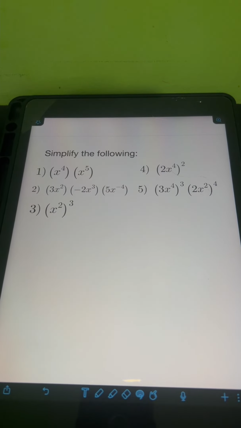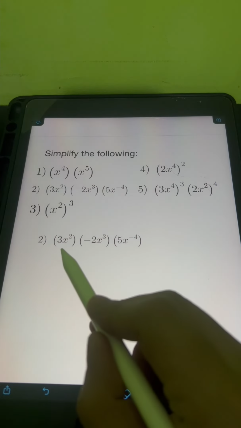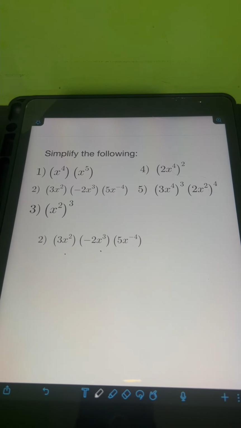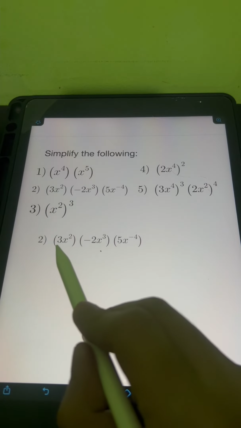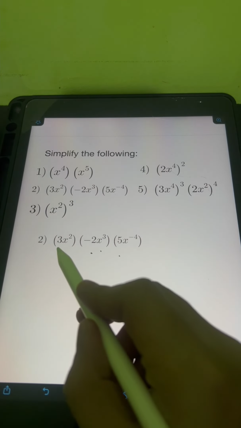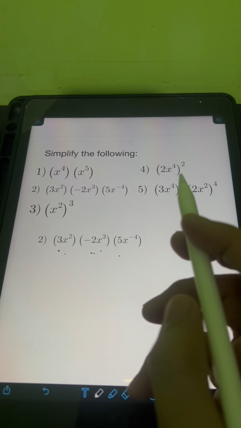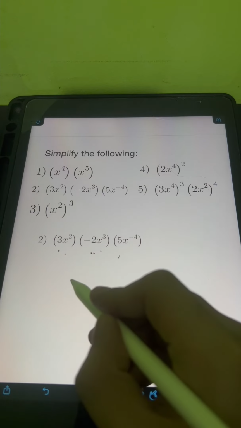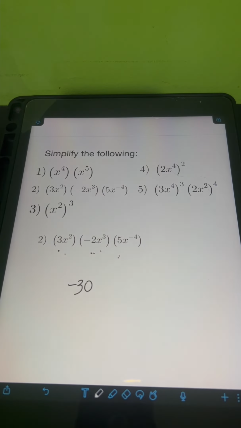Next, for number 2, we have 3x squared times negative 2x cubed times 5x to the negative 4. Again, we're still multiplying the same base: x squared, x cubed, and x to the negative 4. But before we apply the law of exponent, we need to multiply first their numerical coefficients. So we will have 3 times negative 2, it's negative 6, then times 5. So negative 6 times 5, that's negative 30.